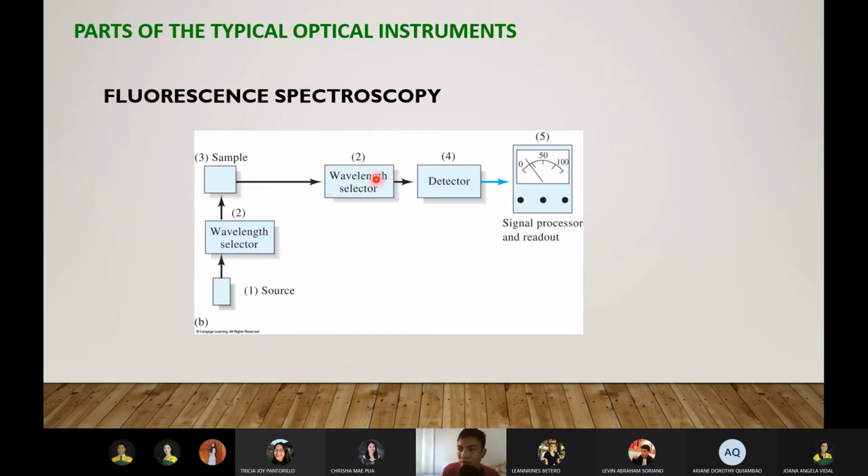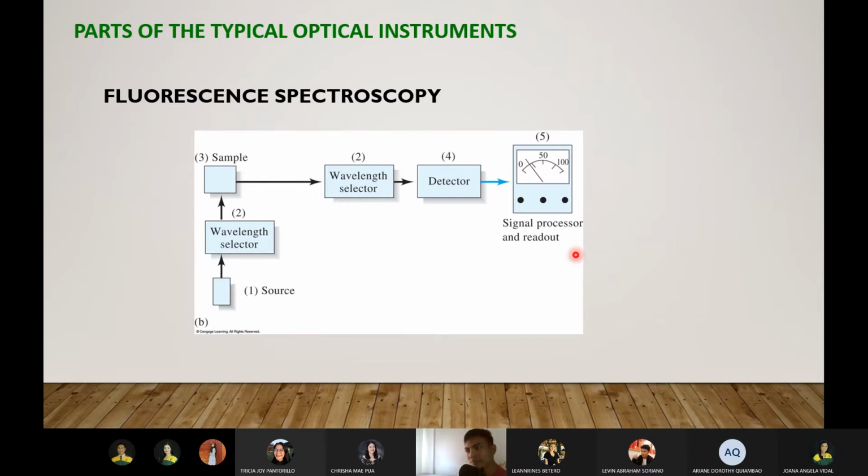So you can also notice that there are two wavelength selectors here, at the source, then before the detector. Why? Because what we do here is excite the molecules at a certain wavelength. And then when it glows, it will also give off mixed colors. So you want to limit the wavelength as well. Whatever wavelength you put there, the wavelength it should detect is that same wavelength. We should remove the other colors. That's why there are two wavelength selectors.